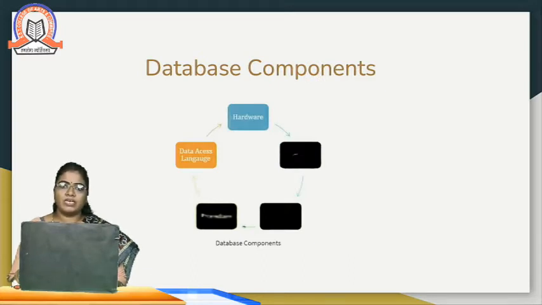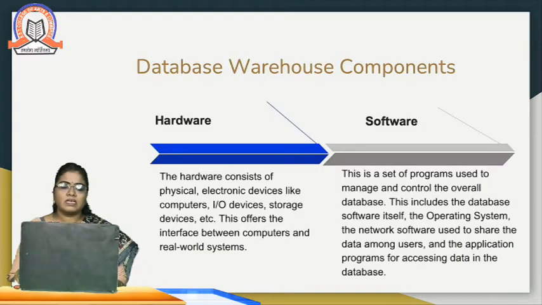There are components of database. First, hardware, software, data, procedure, and then data access language. So these are the components which are necessary to access, process, manipulate and maintain the databases. First, hardware. The hardware consists of physical electronic devices like computers, input-output devices, storage devices, etc. This offers the interface between the computer and real-world system.